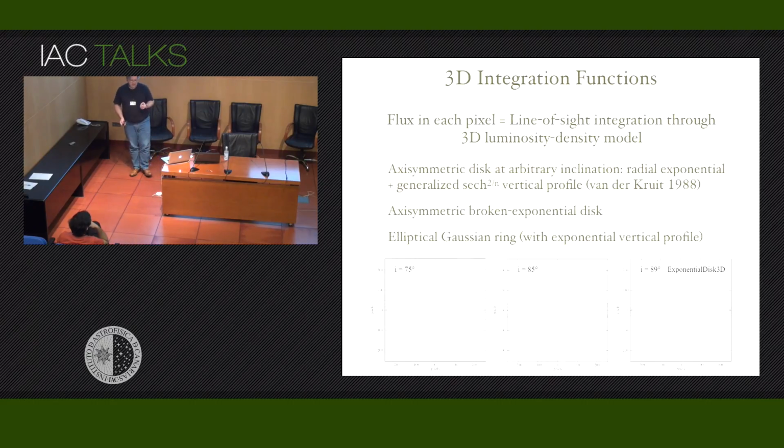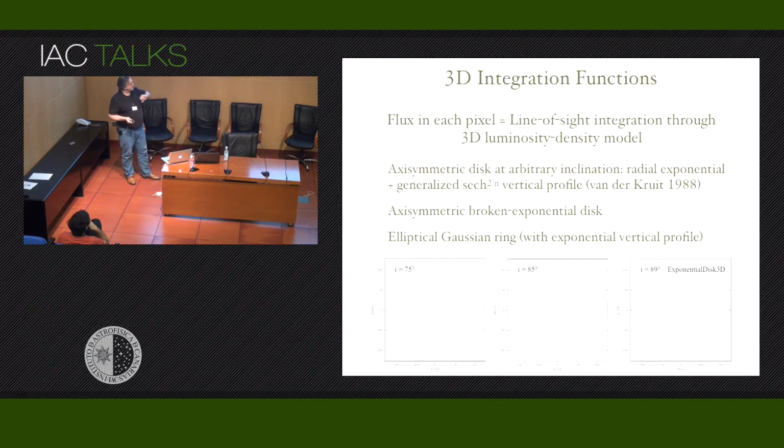Okay, something that's a bit unusual is there are also some examples of what I call 3D integration functions. So these are functions where in each pixel, the model flux for that pixel is the result of a line-of-sight integration through a 3D model that has a luminosity-density at each point in 3D space. So there's an axisymmetric disk, which you can have at any inclination. It has a radial exponential profile. And then in the vertical direction, it has this sort of generalized hyperbolic secant function, which van der Kruit suggested was kind of a good general function to match the vertical profiles of disks.